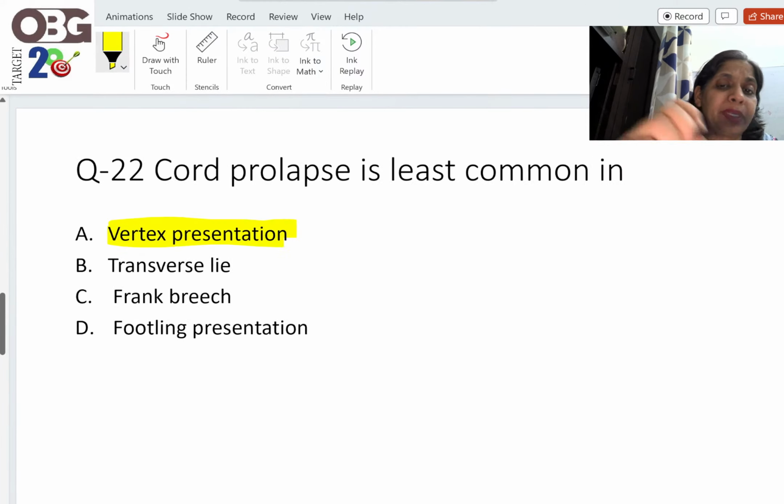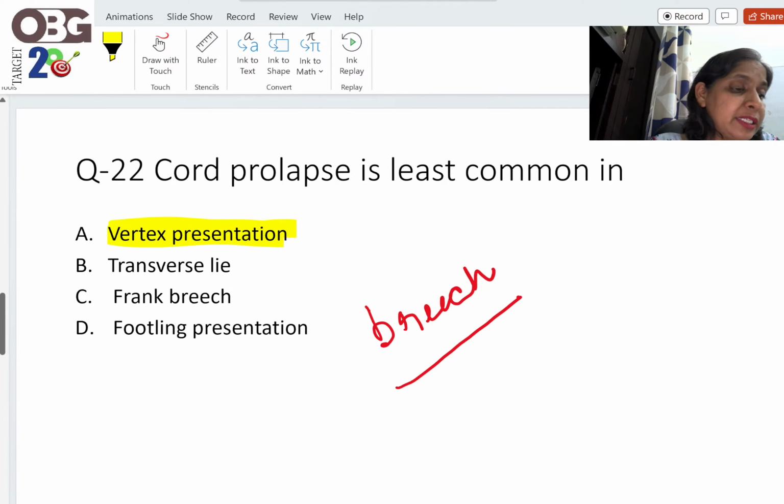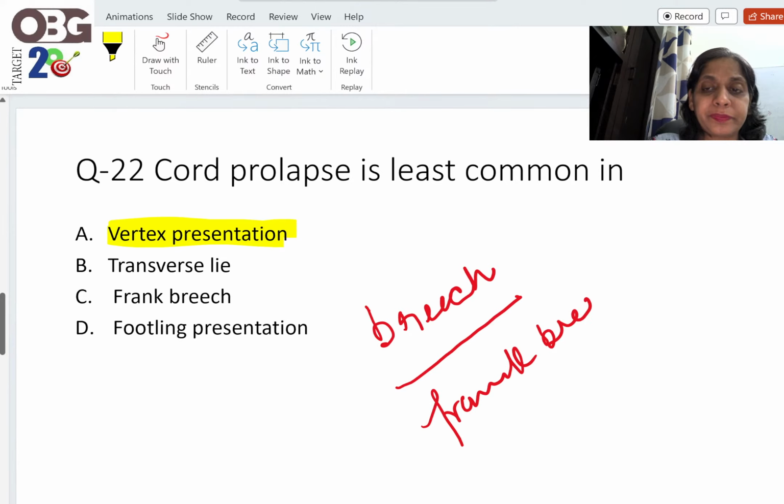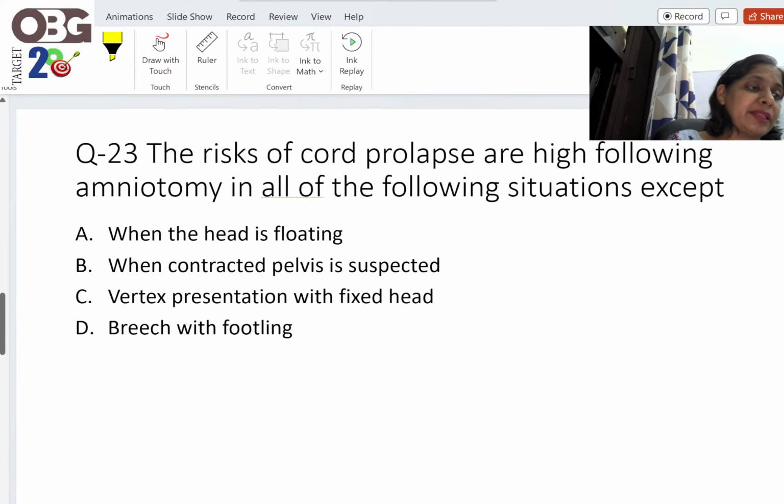And among the breech, cord prolapse is least common in frank breech, and the highest chance is in the footling presentation. Highest chances are there in the footling presentation. The risk of cord prolapse is high following amniotomy. Very good.